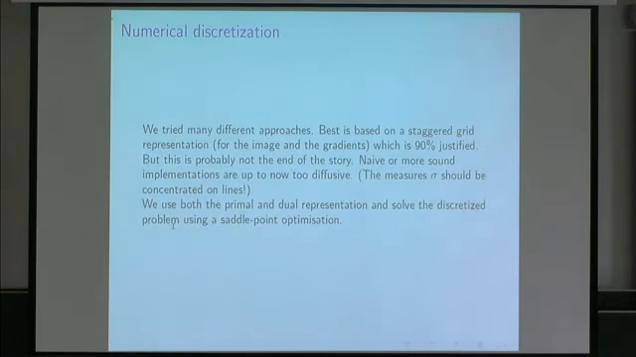So now for the numerical discretization, we tried many different approaches, and the difficulty is to represent sharp measures by finite differences or finite elements. Right now, the best, it's not the end of the story, but that's what we found, is to use a staggered grid for the image and the field.